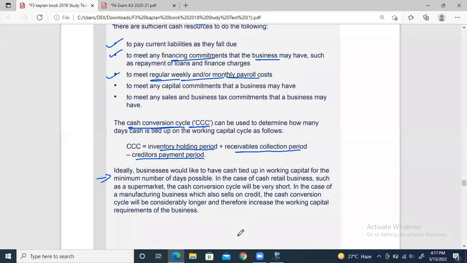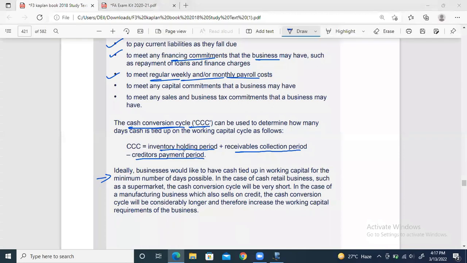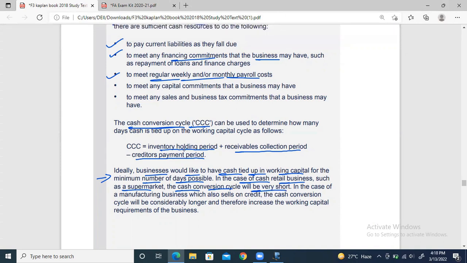Let's discuss the explanation of this. Ideally, businesses would like to have cash tied up in working capital for the minimum number of days possible. In the case of cash retail businesses, such as a supermarket, the cash conversion cycle will be very short. The word itself explains what the formula means: how quickly the cash is paid out and then how quickly it is converted back. So it's a cycle. First, inventory is purchased.